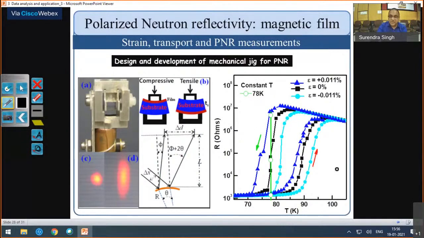So we have chosen three temperatures on these three curves, during the cooling as well as during the warming, and then we did polarized reflectivity for three cases: when the sample was not bent, when the sample was bent with tensile strain, and when the sample was bent with compressive strain, at particular temperatures of 78 K and 89 K while warming the film.